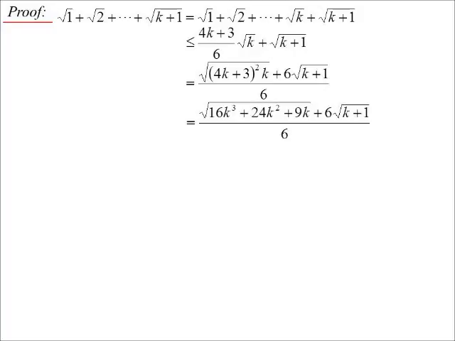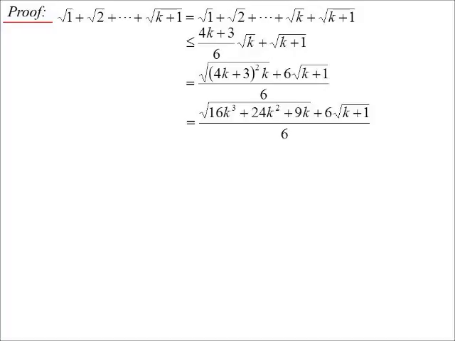All right. Well, I'm going to create one fraction. So the common denominator is obviously 6. What I'm also doing is putting everything under the surd in the first one, so I'm making it an entire surd. So I have now got 16k cubed plus 24k squared plus 9k plus 6 lots of root k plus 1.